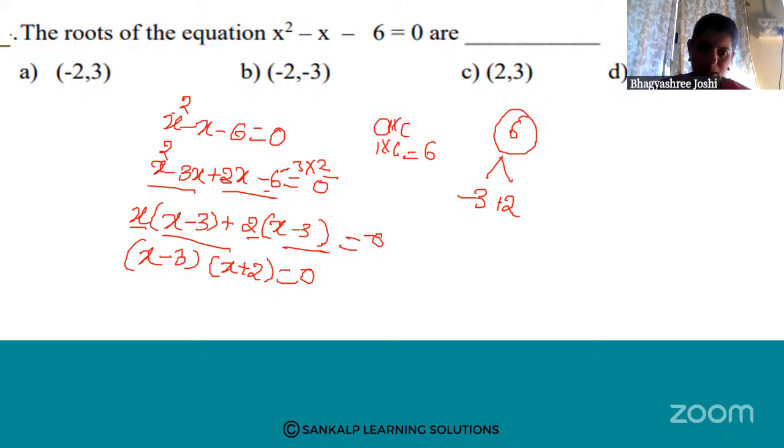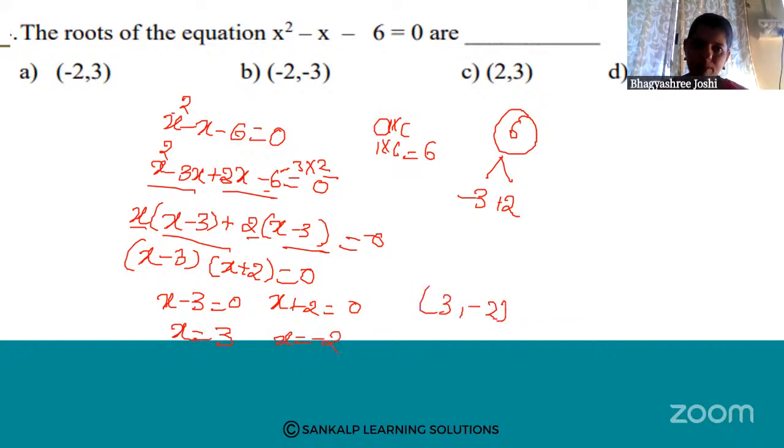Now equate the factors with 0. x minus 3 equal to 0 and x plus 2 equal to 0. That means x is equal to 3 and x is equal to minus 2 you will get. So roots are 3 and minus 2. Or minus 2, 3. So option A. In option A, minus 2, 3 is there. Therefore, option A is right.